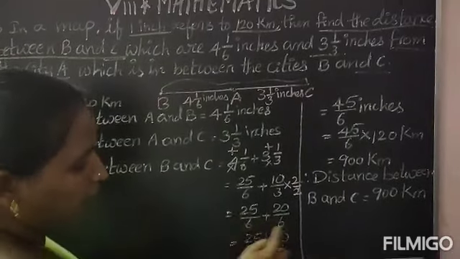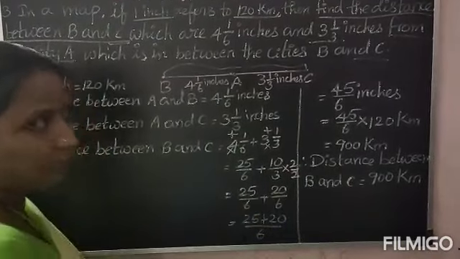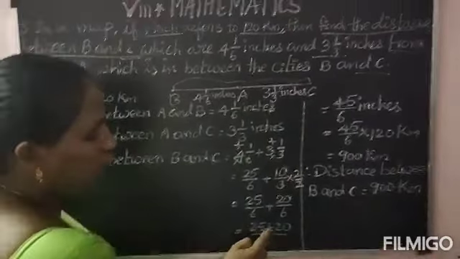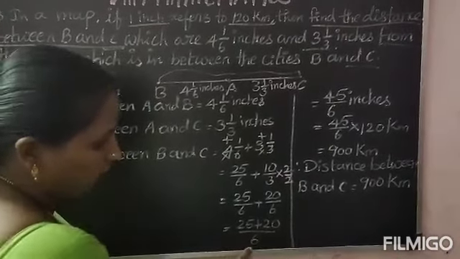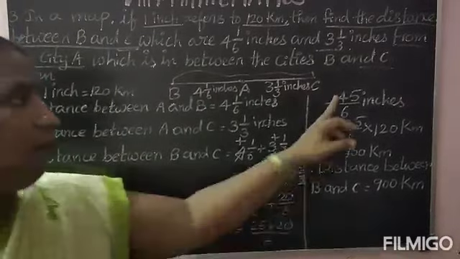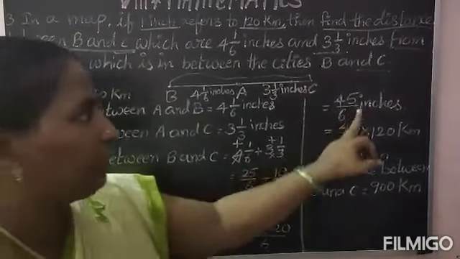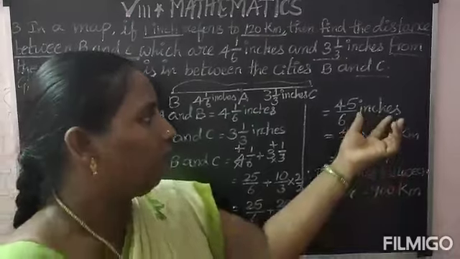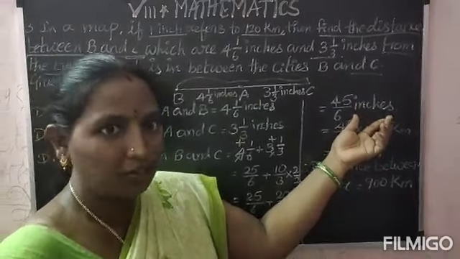So now the denominators become same. You can add directly the numerators. 25 plus 20 divided by 6. What is 25 plus 20? 45. So 45 by 6 inches. So we got the answer as 45 by 6 inches.